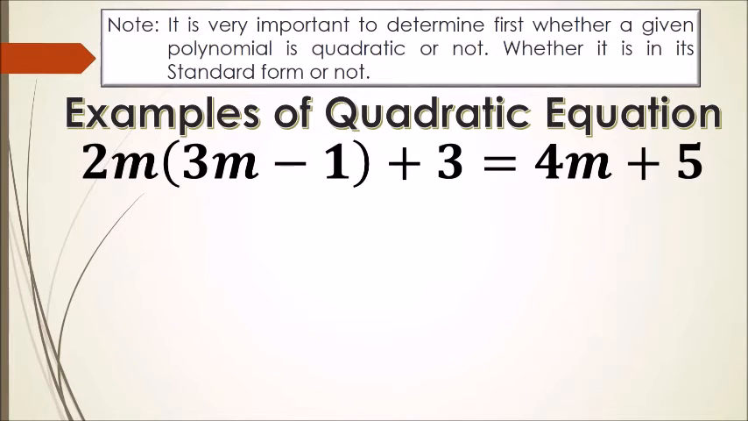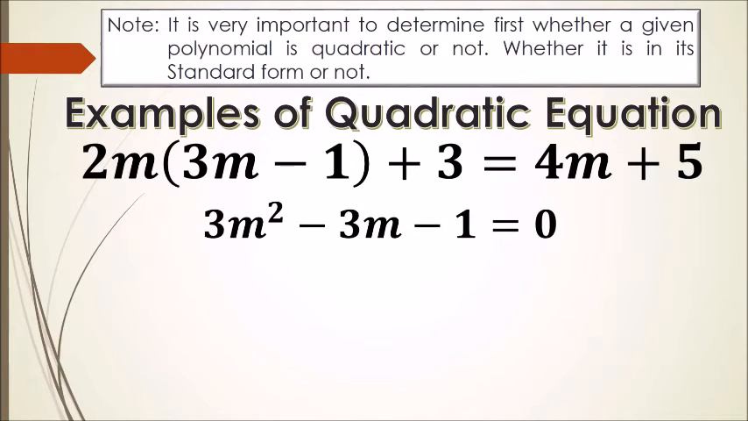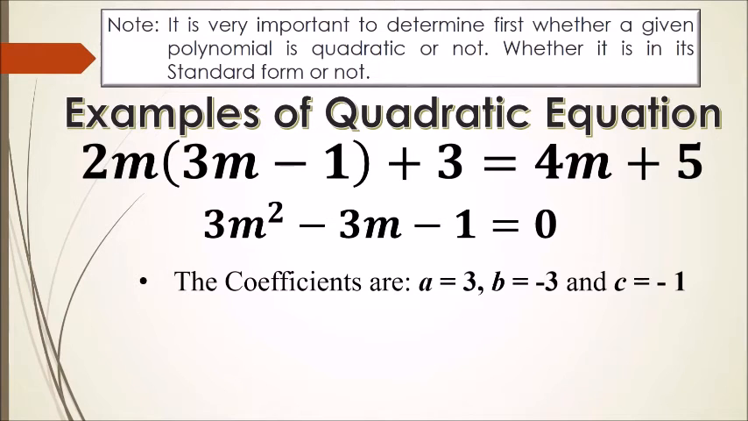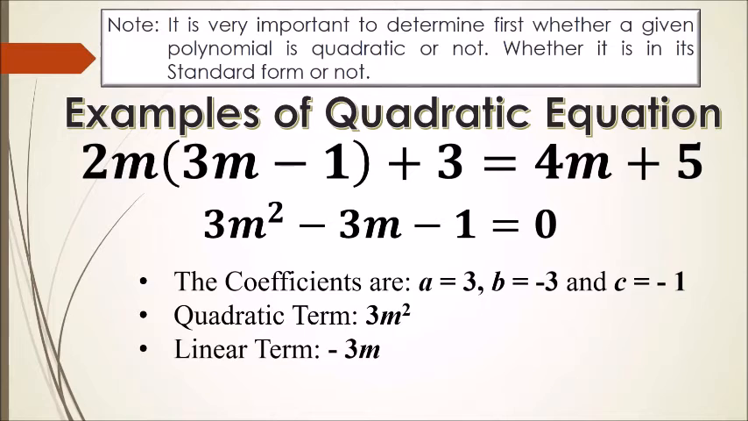Since nalaman na natin na ang ating equation is quadratic equation at naiayos na natin sa kanyang standard form, madali na lang sa atin ang pag-determine ng iba't ibang components nito, gaya ng kanyang mga coefficients. A equals 3, B equals negative 3, and C equals negative 1. Gayon din yung mga iba't ibang mga terms, gaya ng quadratic term na 3m squared, ang kanyang linear term na negative 3m, at ang kanyang constant term is negative 1.